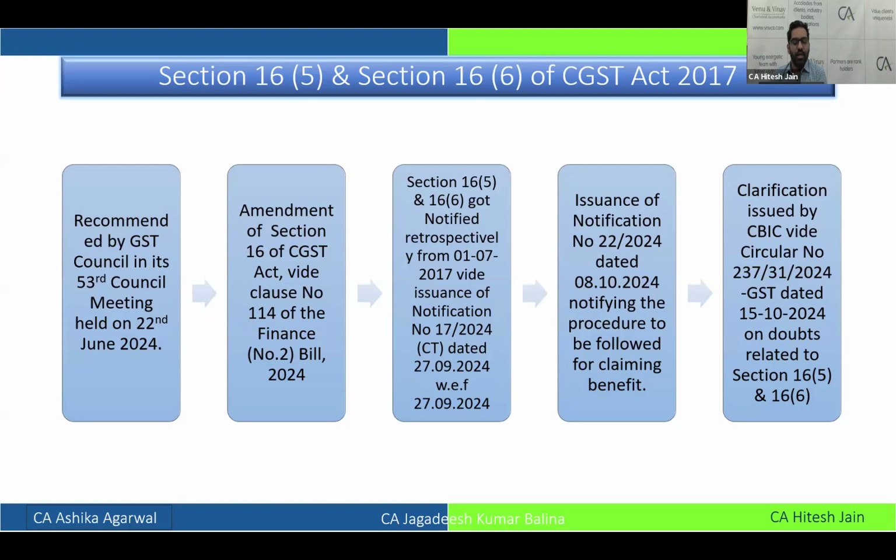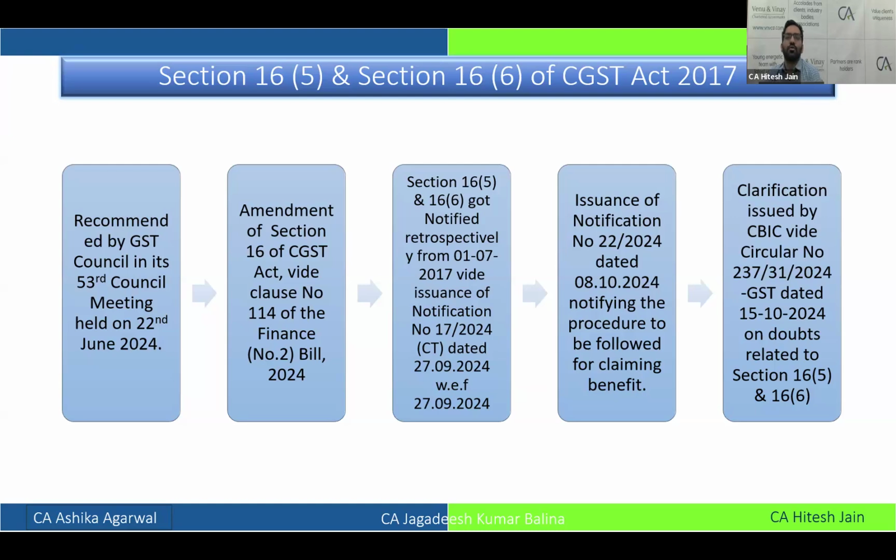As per the recommendation, an amendment of Section 16 was proposed via clause number 114 of the Finance Bill 2024, whereby two new subsections, 16(5) and 16(6), were proposed to be inserted. After such proposal, Section 16(5) and 16(6) got notified retrospectively from 1st July 2017 via notification number 17/2024 dated 27 September 2024, and these sections got notified from 27th September 2024.